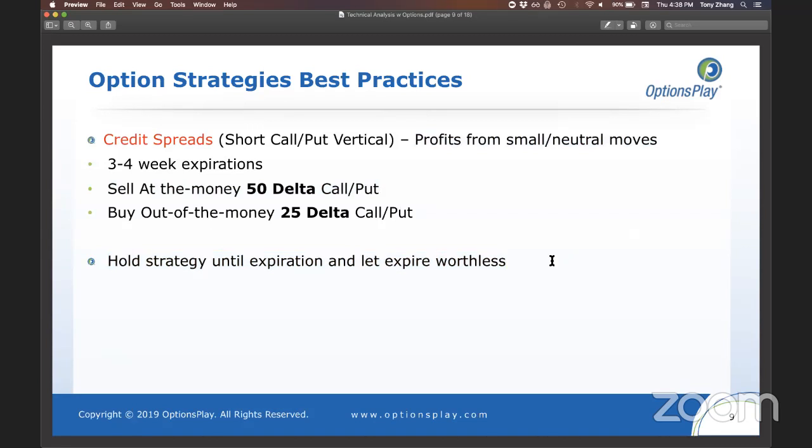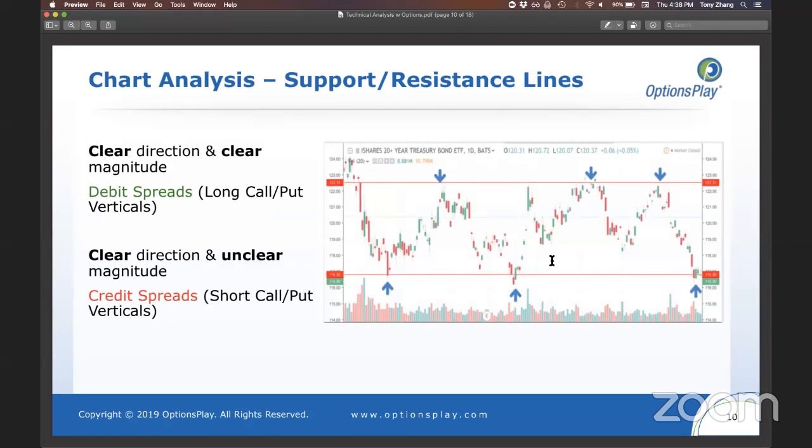So we're going to go over now a few different forms of technical analysis. We'll show you why one of these strategies fits within each form of technical analysis. And then what we're going to do is we're going to jump over to options play and show you some real examples of different forms of technical analysis and why each strategy is useful. So now we get to the fun part.